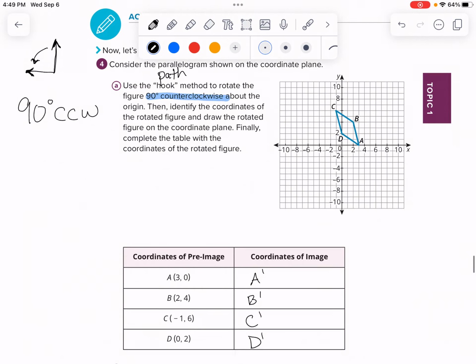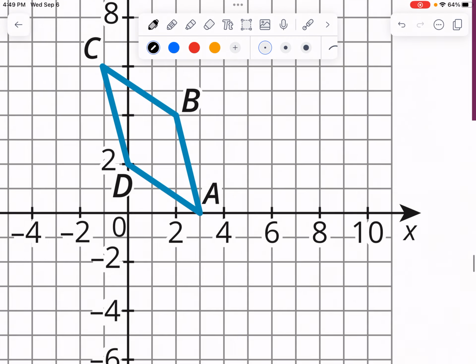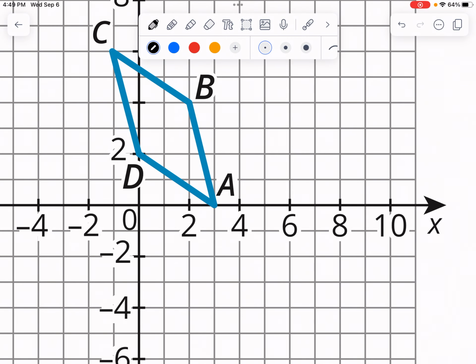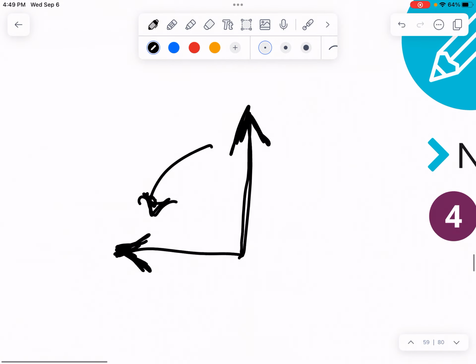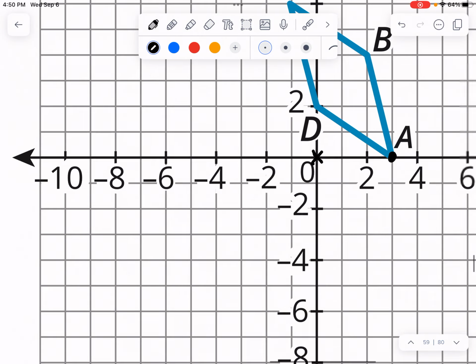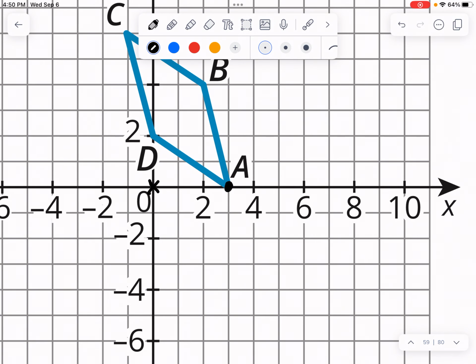It's going to be kind of confusing. So what I mean by this is I want you to look at this and look at A. What is the path from the origin to A? It is 3 to the left. So if I rotate this 90 degrees counterclockwise, or sorry, 3 to the right, apologize. Where should it be pointing at?